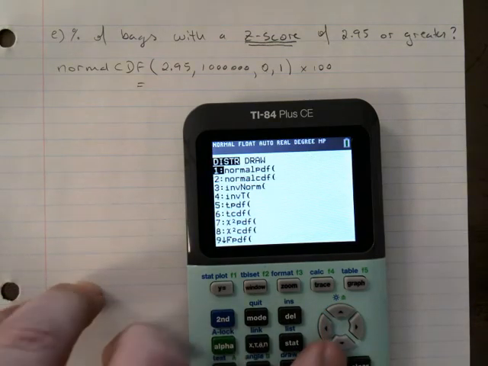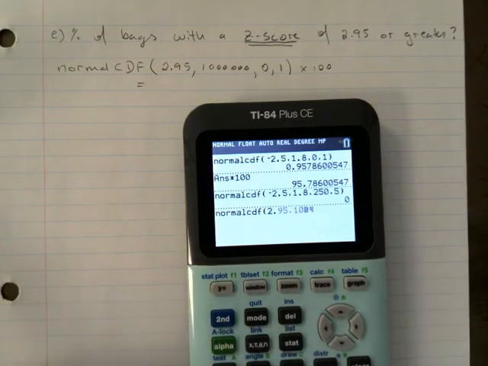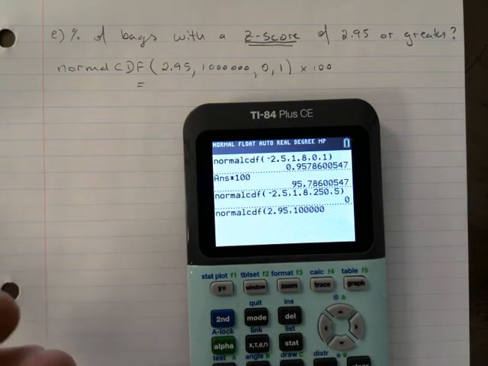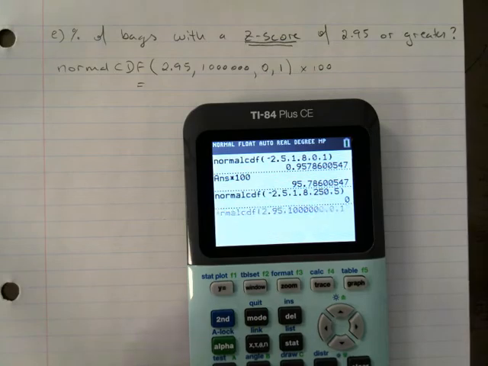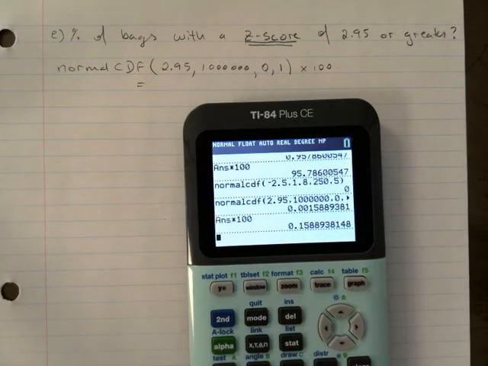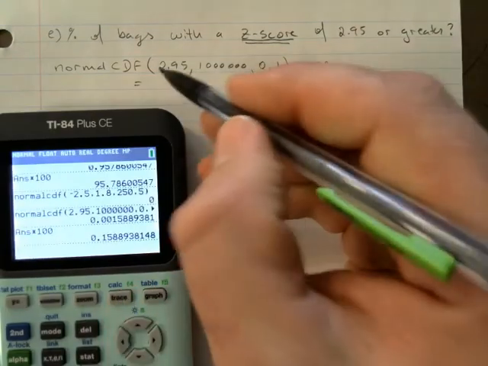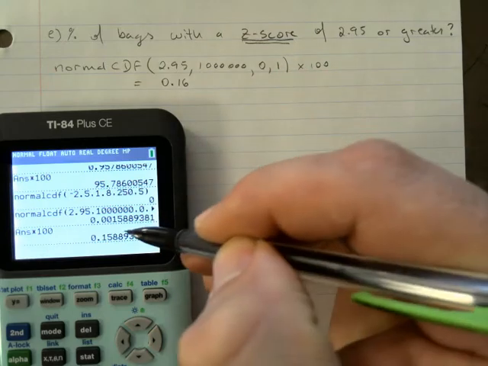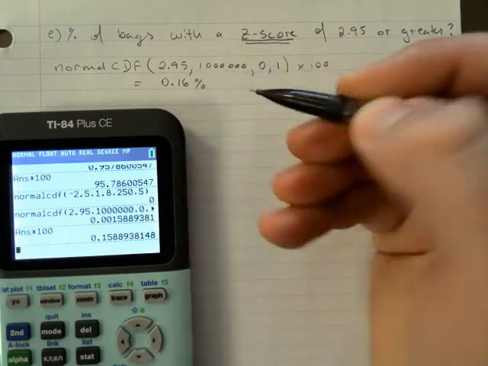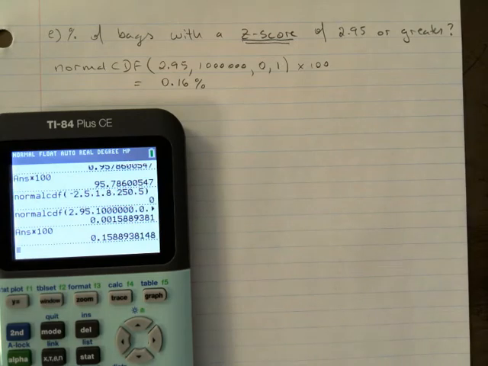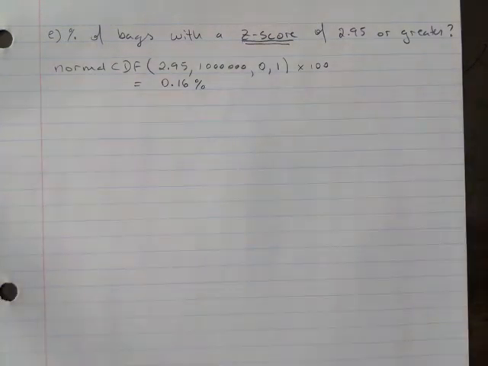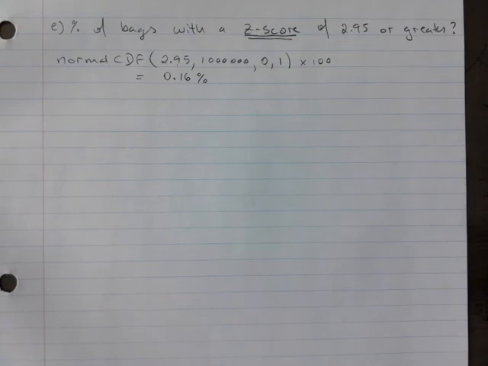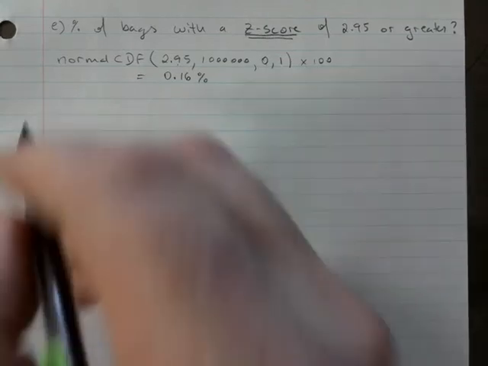Okay, so second vars, normal CDF, 2.95, 1 million. Really 100,000 would do, to be honest, but just stick with 1 million, right? So that is 0.16 percent. It's a very, very small percentage that would be in there. And think about it, positive 3, your 3 standard deviation, if your z-score is 2.95, you're almost at 3, just a little bit before 3, so that's where it starts adding up the percentages.